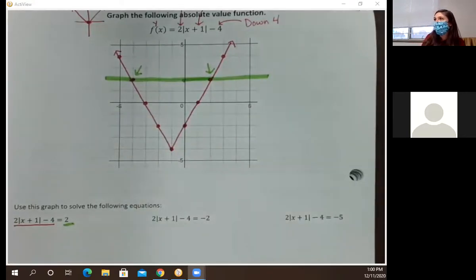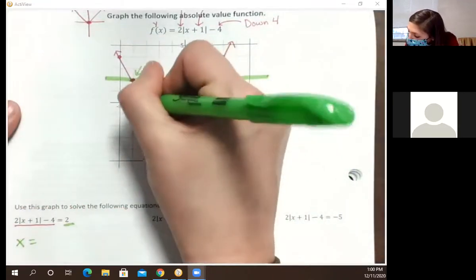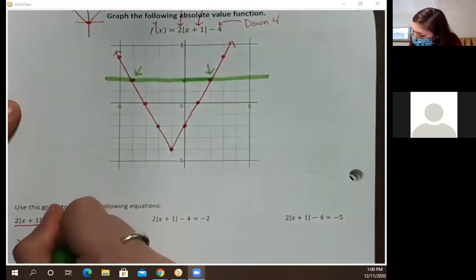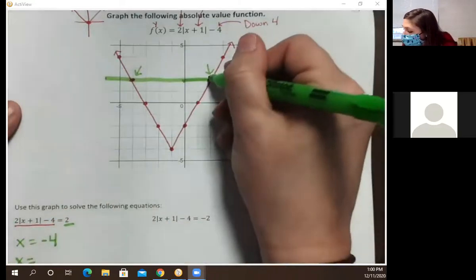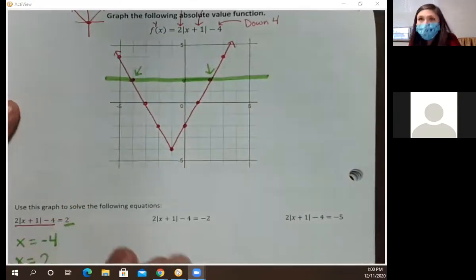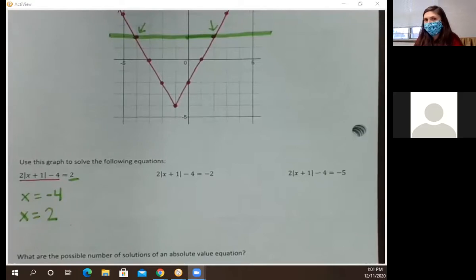Does that make sense? Okay. So my solutions here would be x equals, this is -4. That point where I intersect, my x value is -4. And then x equals, over here, this point of intersection, that x value would be 2. So x equals -4 and x equals 2. Questions for me so far?